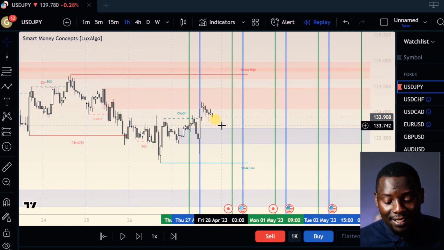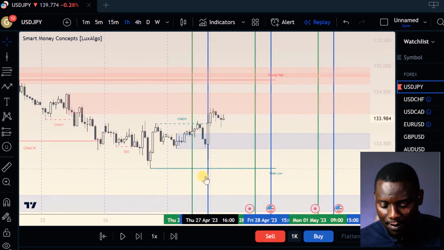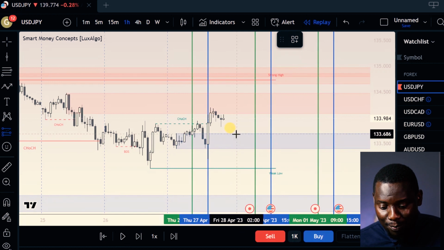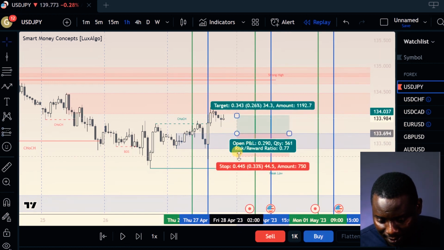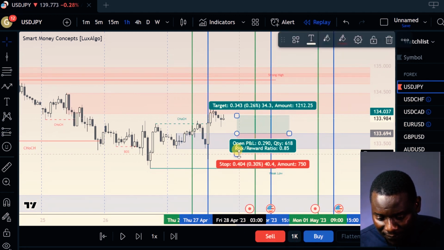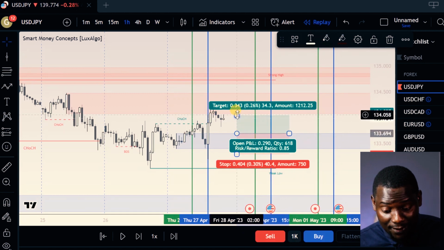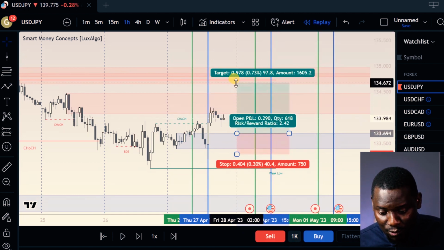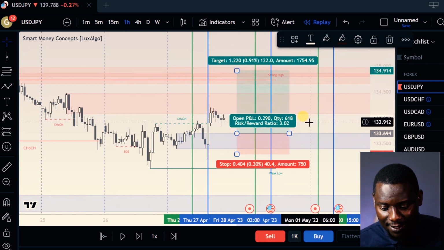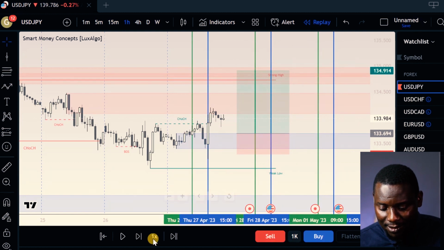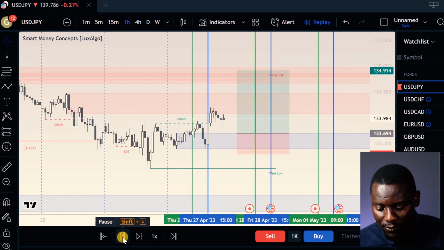So I can actually leave my order in. If I leave this order in, it will be a buy limit order. So let me try and do that. I'll use a 40 pips risk, and then my reward, I always go for a 1 to 3. So this is just enough. So let's play price and see how that goes.